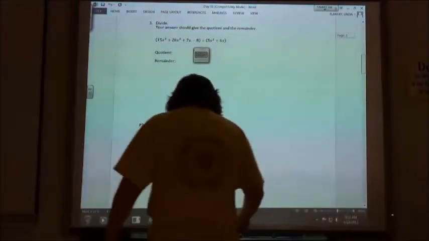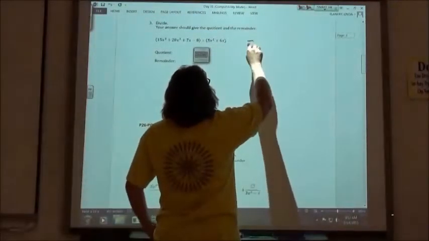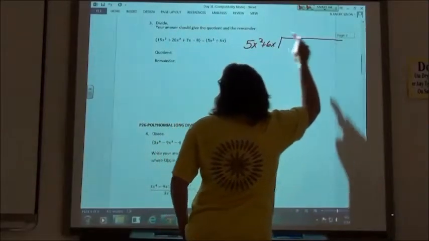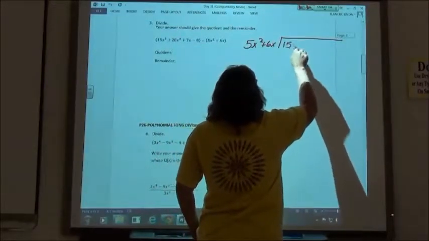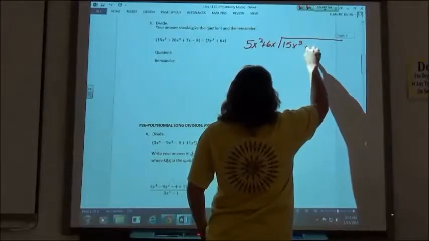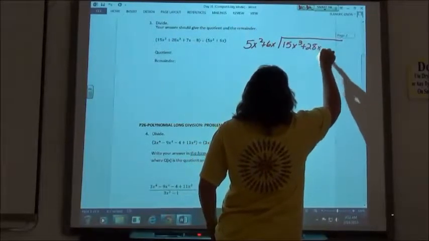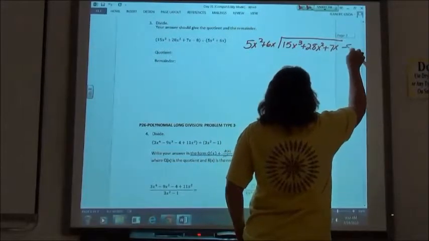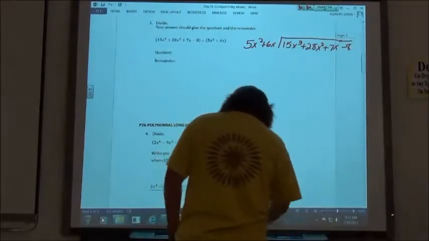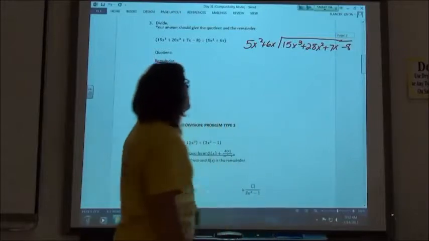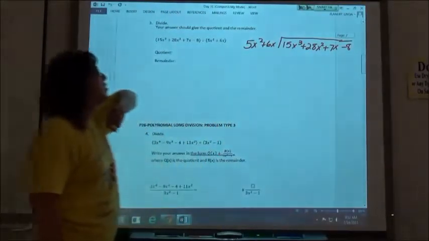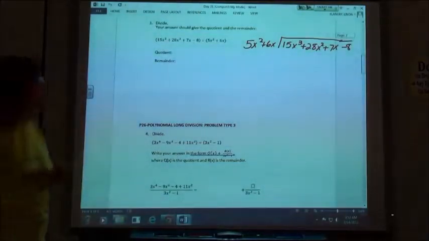Third one there, we are going to take 5x squared plus 6x and divide it into 15x to the third plus 28x squared plus 7x minus 8. So what times 5x squared would give you 15x to the third? 3x.